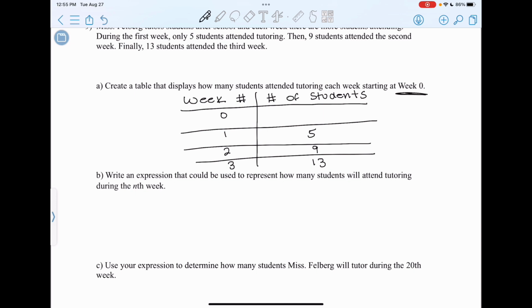Let's identify the common difference. To get from 5 to 9, I have to add 4. And to get from 9 to 13, I also have to add 4. Which means to go backwards to week 0, I have to subtract 4 from 5, and that gives me 1. And notice how that follows right into the pattern. 1 plus 4 would give us 5.